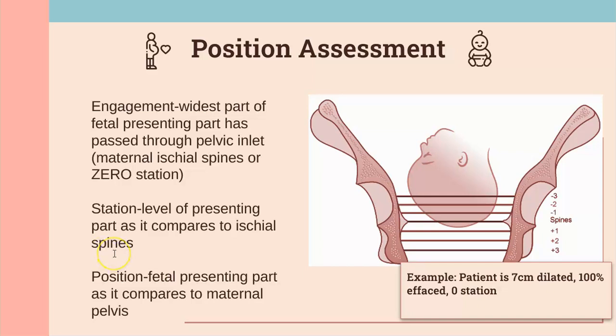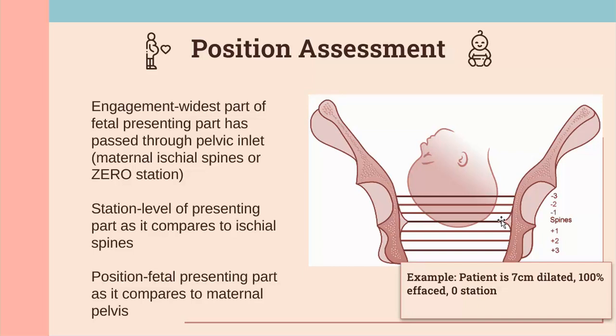So when we're assessing the position as nurses, engagement is when the widest part of the fetal presenting part has passed through the pelvic inlet. So if this is the pelvic inlet, these are the ischial spines, this is the pelvic outlet. When the widest part hits these ischial spines, we call that zero station, or we call that head being engaged.